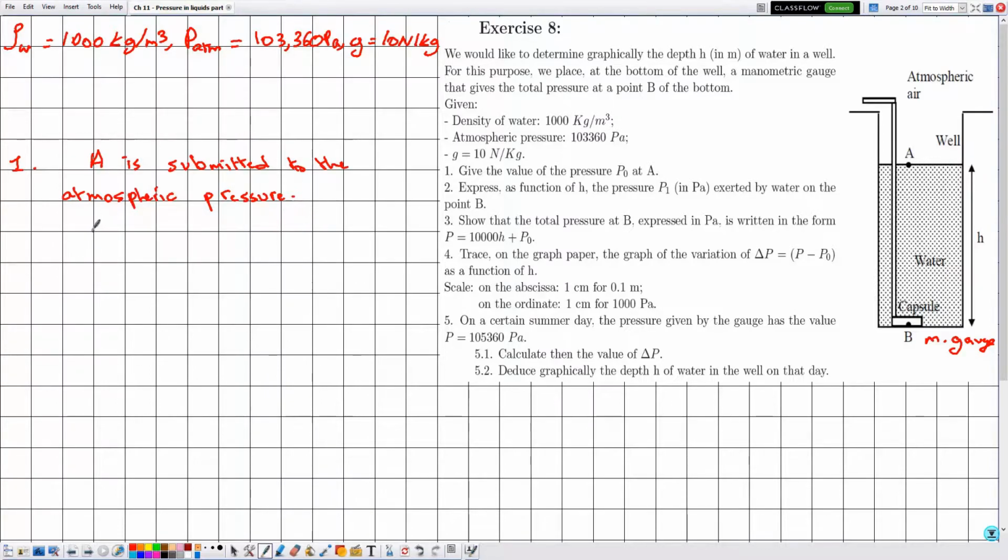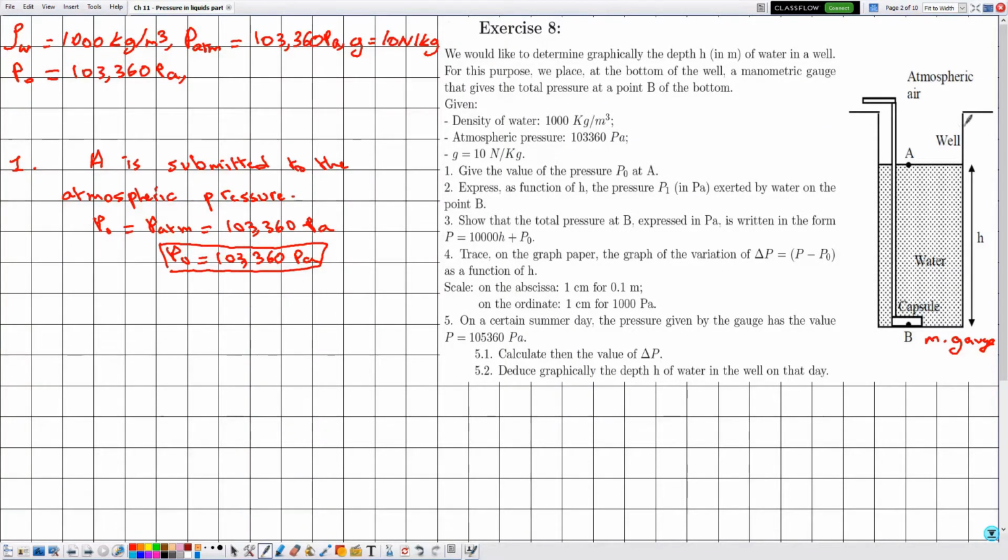So the pressure P0 at the point A is equal to the atmospheric pressure, which is equal to 103,360 Pascal. So for this reason, P0 is equal to 103,360 Pascal. Here let me write the value of P0. The pressure at the point A is given by 103,360 Pascal.